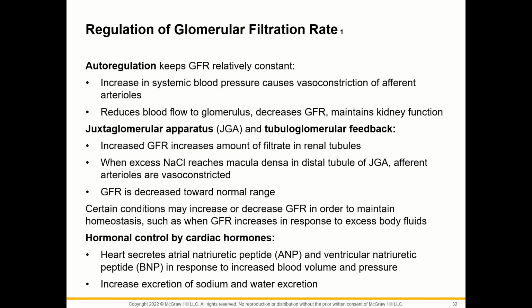The juxtaglomerular apparatus and tubuloglomerular feedback: increased glomerular filtration rate increases the amount of filtrate in renal tubules. When excess sodium chloride reaches the macula densa in the distal tubule of the juxtaglomerular apparatus, afferent arterioles are vasoconstricted. The glomerular filtration rate is decreased towards the normal range. Certain conditions may increase or decrease the glomerular filtration rate in order to maintain homeostasis, such as when the glomerular filtration rate increases in response to excess body fluids.